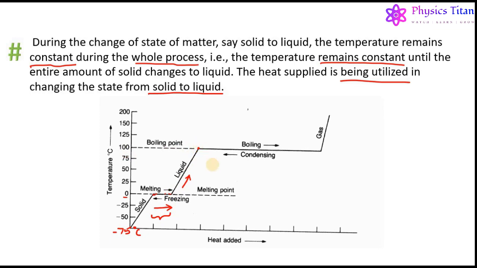At this point, heat will be continuously added, but the temperature will remain constant, that is 100 degrees Celsius. At this point, the liquid or the water will start converting into gas. As soon as the whole water is converted into gas, the temperature will again start increasing. So this is the concept of change of state.